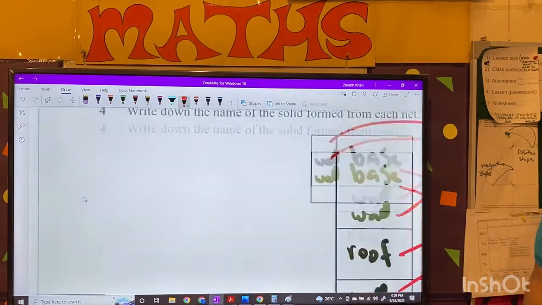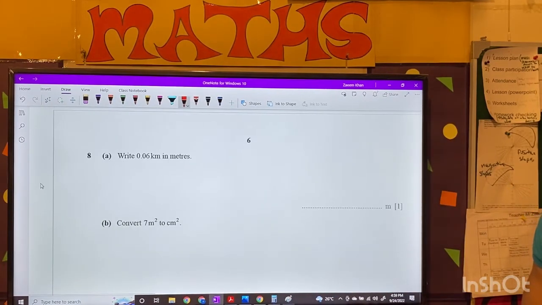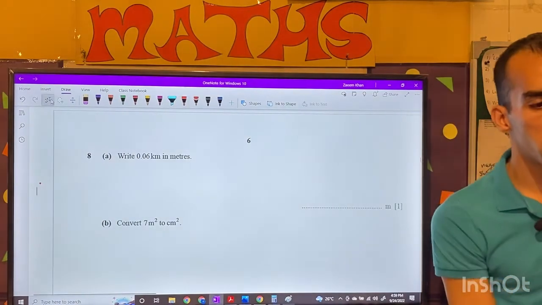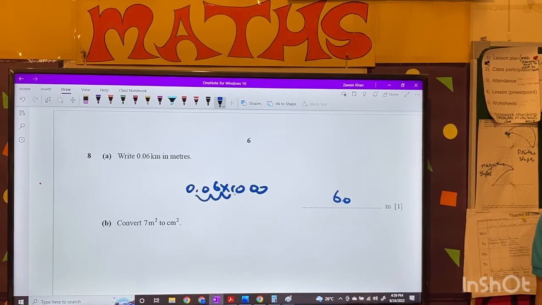What are we going to do? Kilometers into meters is into 1,000. So basically we're going from bigger unit to smaller, so into 1,000. So 0.06 into 1,000. What do we end up with? 60. I guess. 60 looks like it. 1, 2 and 3. 3 zeros हैं. 3 places move करेंगे, 60.